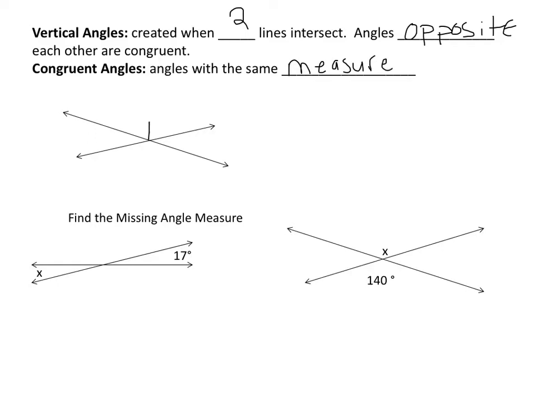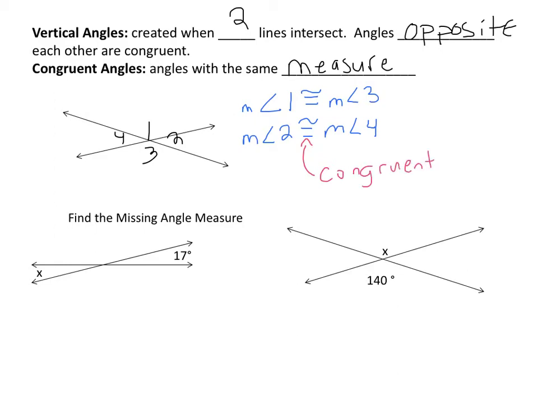So, for example, if I labeled this angle 1, angle 2, angle 3, and angle 4, these would create vertical angles because we have two intersecting lines. So the angles that are opposite each other, 1 and 3, 2 and 4, would be vertical angles, which means the measure of angle 1 is congruent or equal to the measure of angle 3, and the measure of angle 2 is congruent to the measure of angle 4. And that little symbol right there just means congruent.